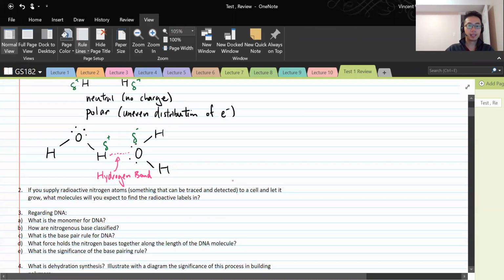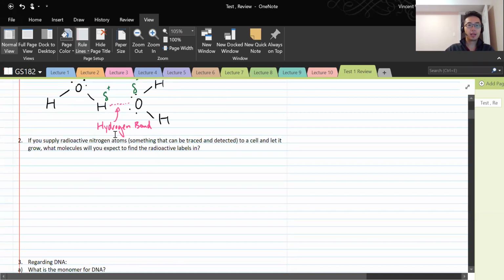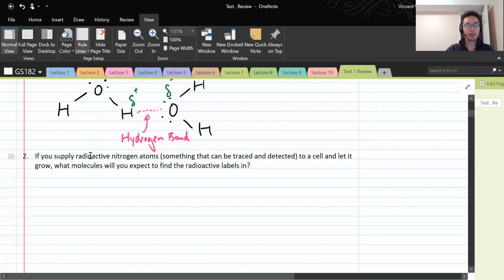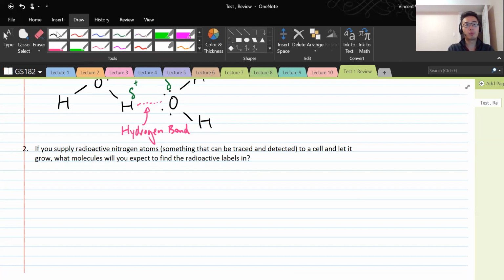Moving on. Next question. If you supply radioactive nitrogen atoms, and in case you're not sure what radioactive means, it's something that you can trace and detect. And you supply these radioactive nitrogen to a cell and then you let it grow. What molecules would you expect to find the radioactive label in? So this question basically asks you, where do you find nitrogen in the macromolecules?